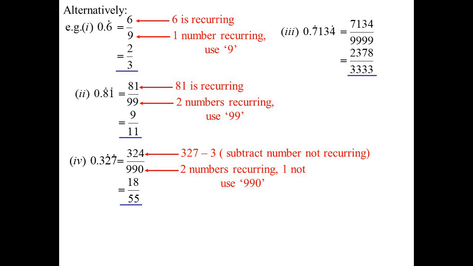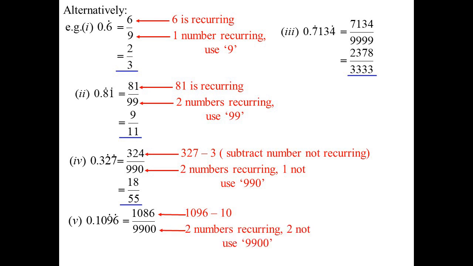So if I was to get something like this, 0.1096 repeater, so 1096969696, I can just look at that and say, oh, well, that's 1086, because the number is 1096 minus the 10, that's not recurring, over, four numbers there, two of them are repeating, 9900. Two numbers repeating, two 9's, two numbers are not repeating, I'll put down two 0's, there's my answer, 181 on 1650. Okay. Spot the pattern, make your life easy.